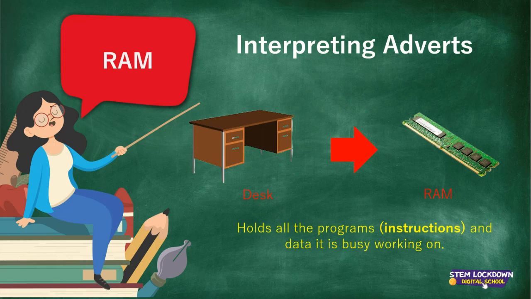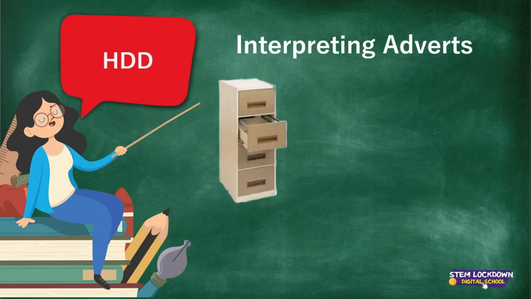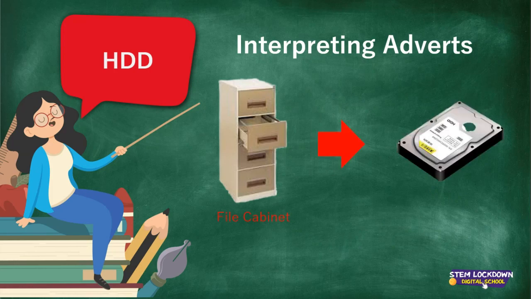And then the third most important thing is the hard disk drive, right? What do you think the hard disk drive is? Yes, you guessed it right. It's like a storage cabinet or the drawers on the desk, right? This is where all your files are kept. So a file cabinet is more like the hard disk. This is where you store all your things.